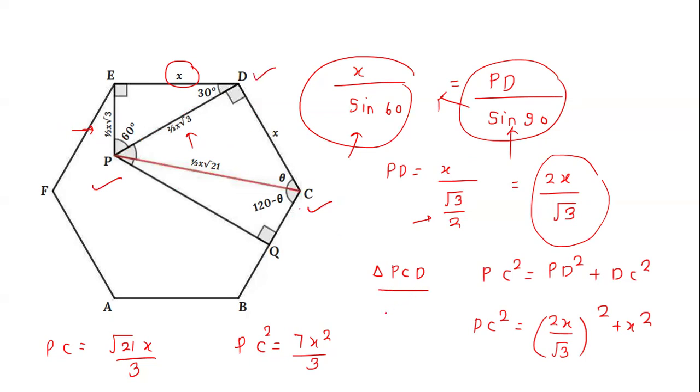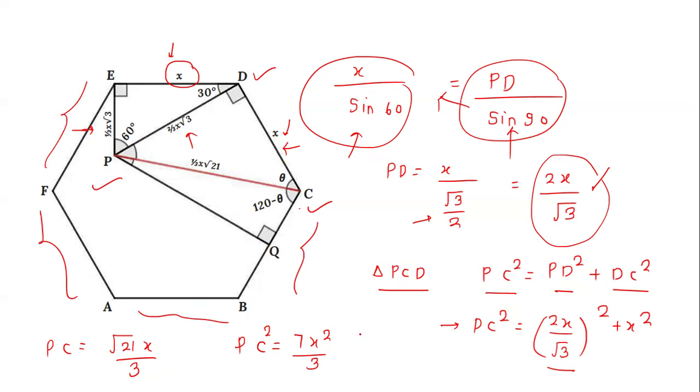This is a right angle triangle, so you can say PC square is equal to PD square plus DC square. PC square you don't know, but PD you calculated like 2x by root 3, so this is squared, plus DC is equal to x because we initially assumed DE is equal to x. This is a side of a regular hexagon, so all sides are equal to x.